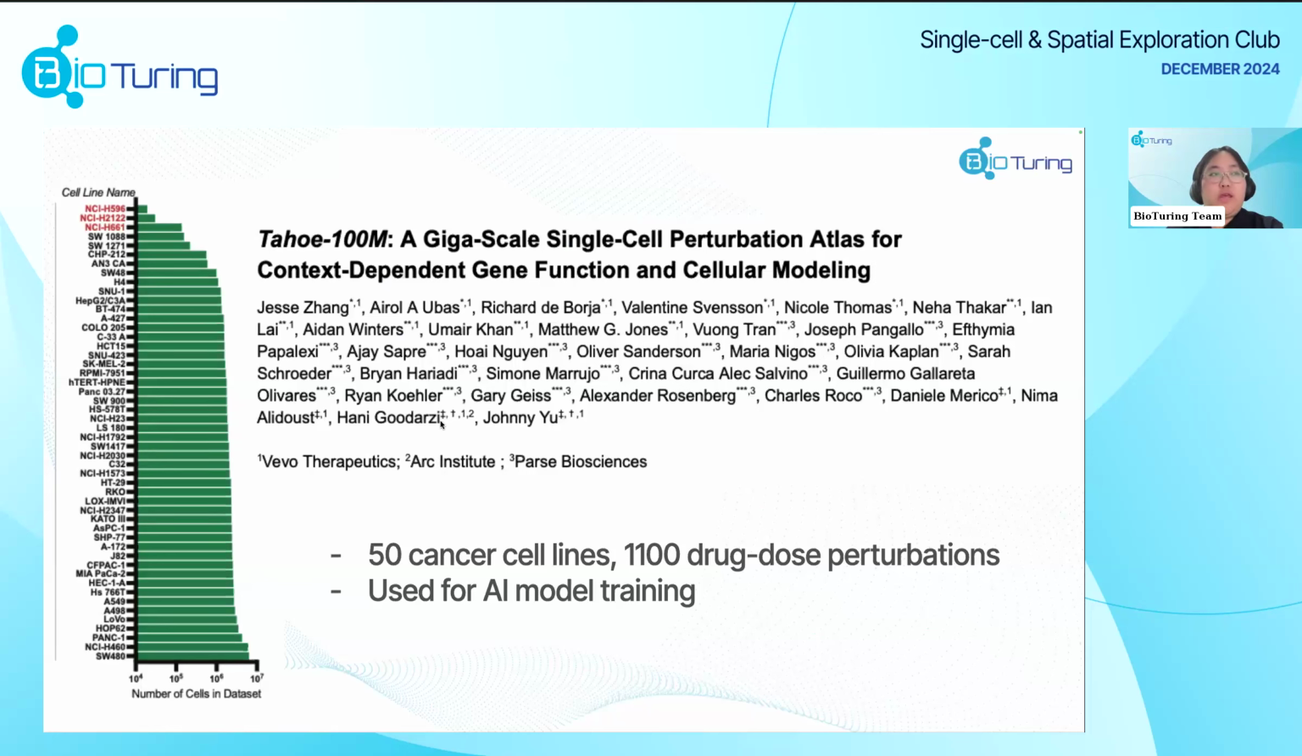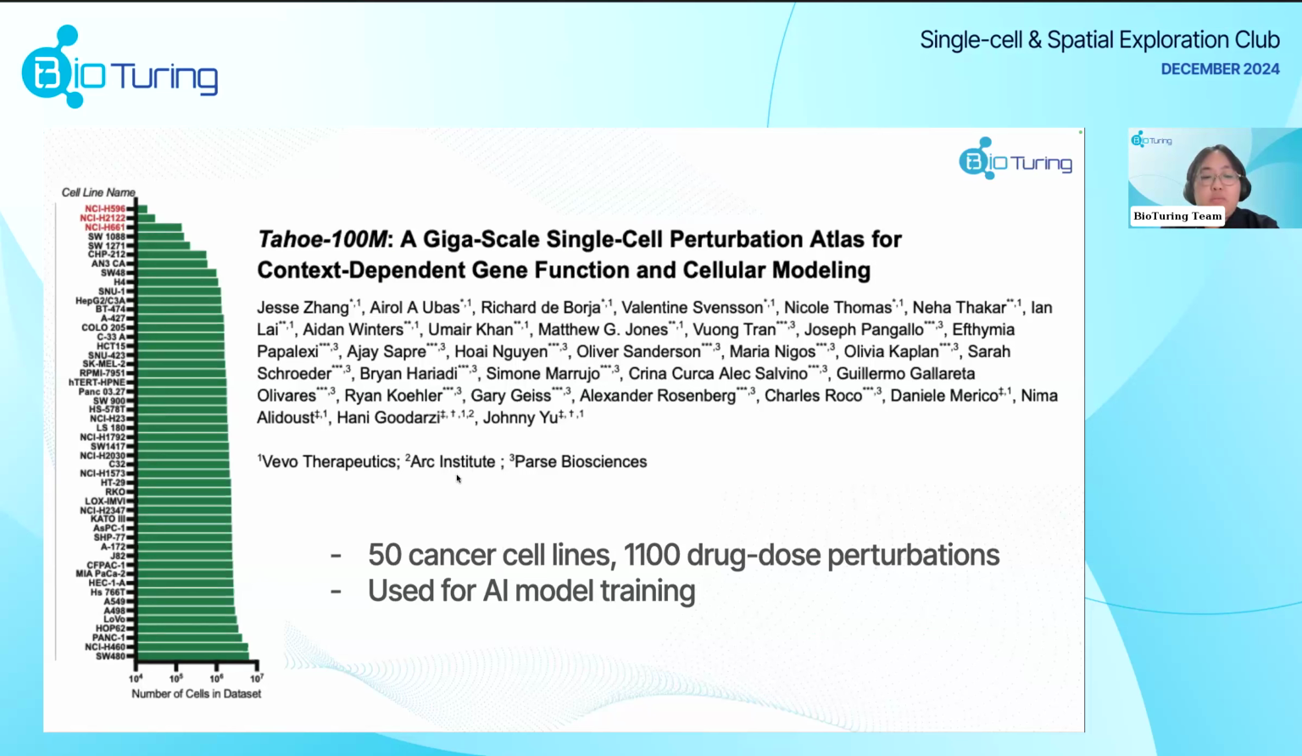Okay, so as you can see from the author list right here, this was a collaborative effort from researchers at Vevo Therapeutics, the Arc Institute, and Parse Biosciences. So at its heart, Tahoe 100 is a single-cell atlas. So it's one of the largest publicly available single-cell datasets to date, encompassing like 100 million individual cells' transcriptomic profiles, but it's just not about the size.